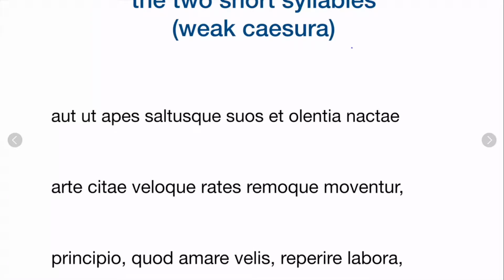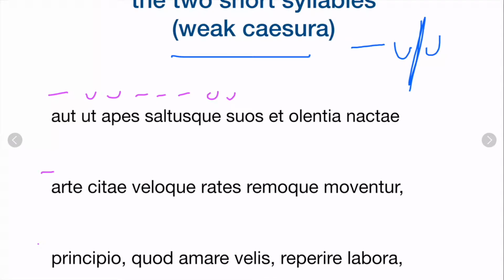Sometimes, though, if you have a caesura in a dactyl, it'll come there in between the two shorts, and we call that a weak caesura. Not that one. This one. Aut ut apes saltus que suos et tolentia nocti. Okay. 1, 2, 3, 4, 5, 5.5, and that I think might be the main caesura. Okay, that's a weak caesura.